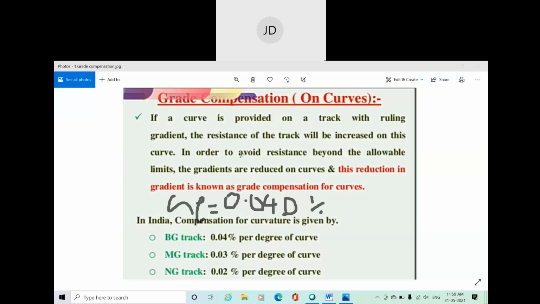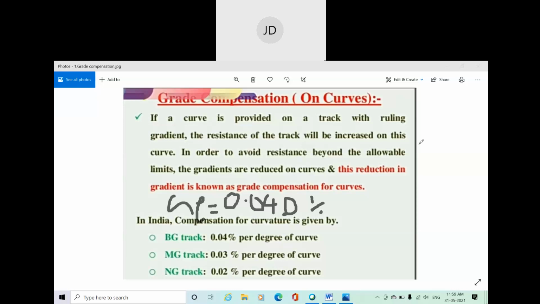So the formula we already mentioned, you have to understand or remember: grade compensation is directly proportional to the resistance in the curve, which is inversely proportional to the radius of the curve, and which is directly proportional to the degree of the curve. Fine, so this is all about grade compensation.